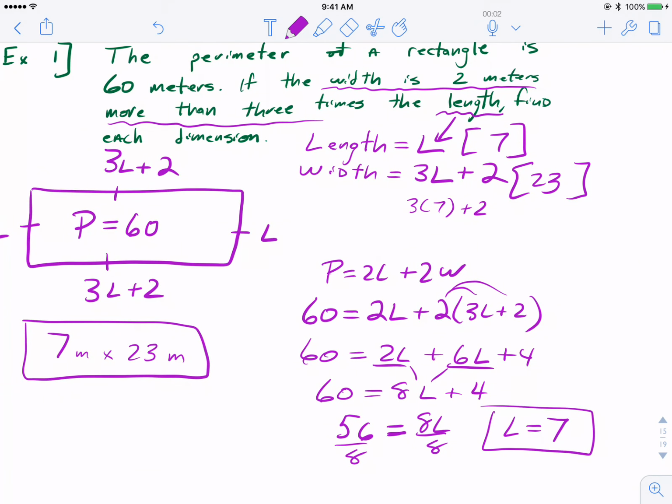You wouldn't want to stop right there. That's the length, that's great, but now we have to use that comparison to find the width.